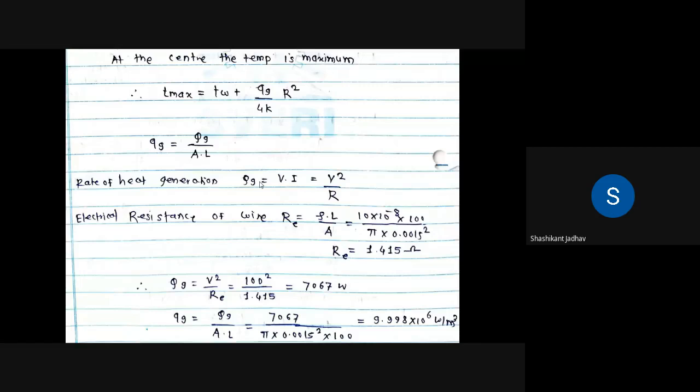Okay, what about you? Put that answer in the chat box. What is your answer? We have calculated all the values. Means the only unknown was Qg, and we have calculated the value of Qg. Now all remaining values are given to us, so by using them we have to calculate the value of Tmax.